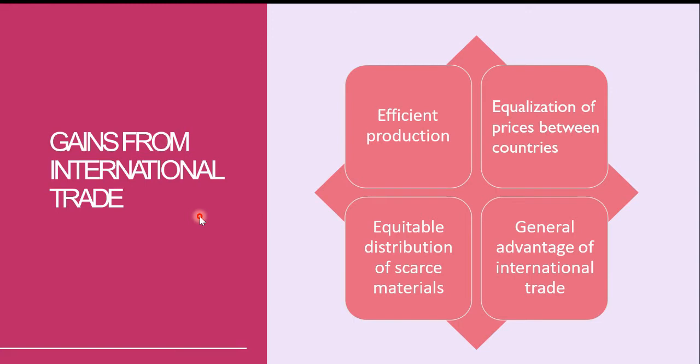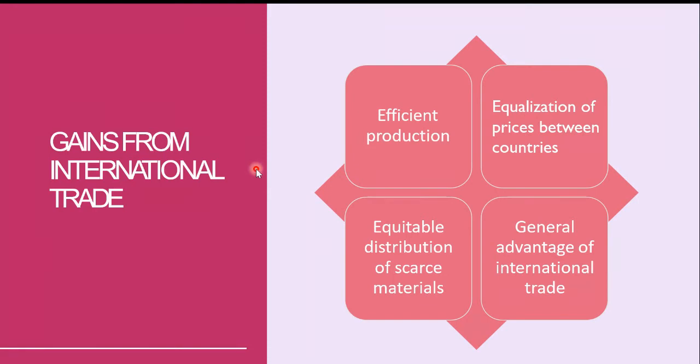What are the gains from international trade? First, we saw efficient production. So we can use better utilization of resources, concentration in the production of goods in which it has got comparative advantage. A country can produce goods in which they have comparative advantage. It saves time. There is perfection of skill. You are able to specialize. There is improvement in the technique. There is increased production. So these are all the gains from international trade.